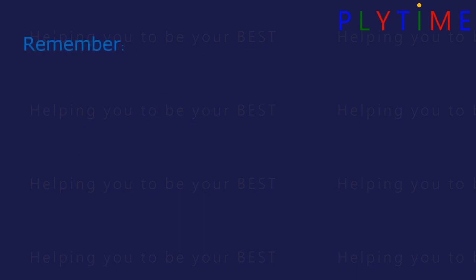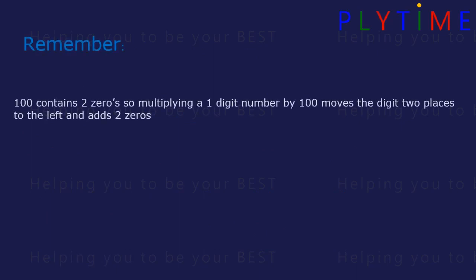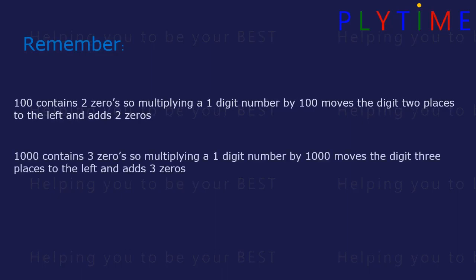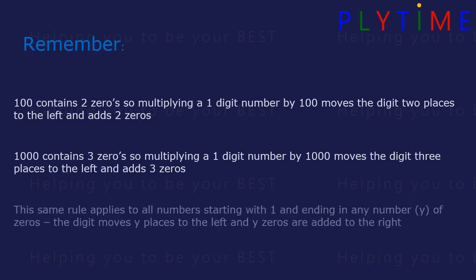Remember, 100 contains 2 zeros, so multiplying a 1-digit number by 100 moves the digits 2 places to the left and adds 2 zeros. 1,000 contains 3 zeros. Multiplying a 1-digit number by 1,000 moves the digit 3 places to the left and adds 3 zeros. The same rule applies to all numbers starting with a 1 and ending in any number of zeros. The digit moves y places to the left and y zeros are added to the right.